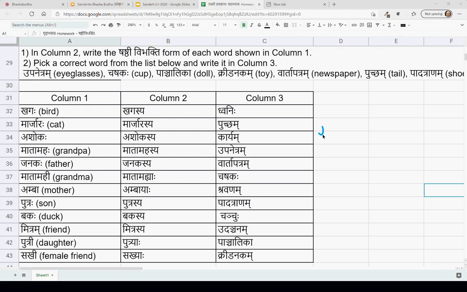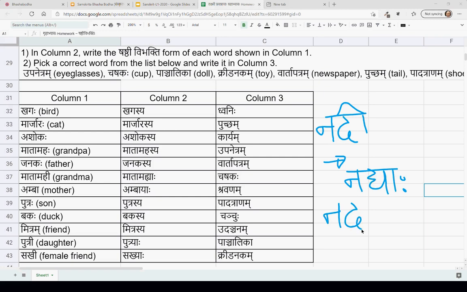If it is Nadi, Dirgha Ikaranta, it changes in Shashti Vibhakti to Nadyaha, right? Which is basically Nad and Yaha, Nadyaha. So we are removing this Dirgha Ikara and adding Yaha. So for Putri also we should make it Putryaha. Matamahi, the Dirgha I we are removing and making it Matamahyaha. Sakhi, Dirgha I, changing it to Sakhyaha.